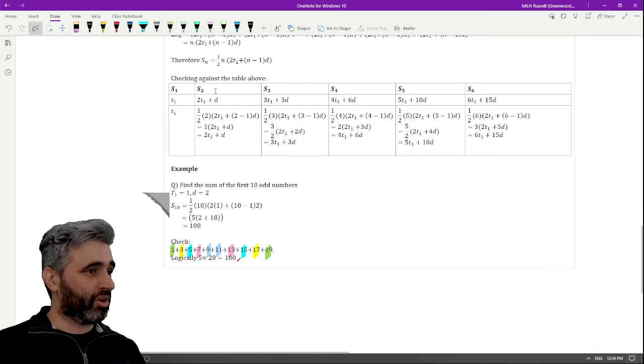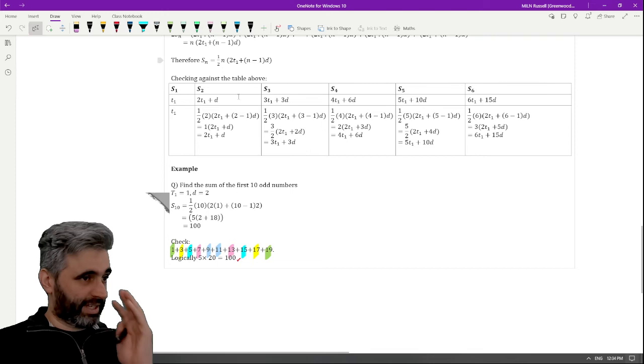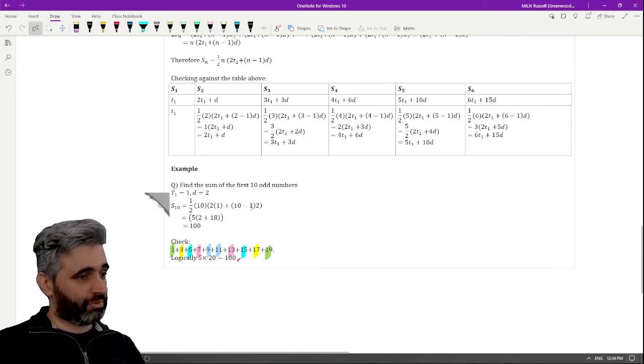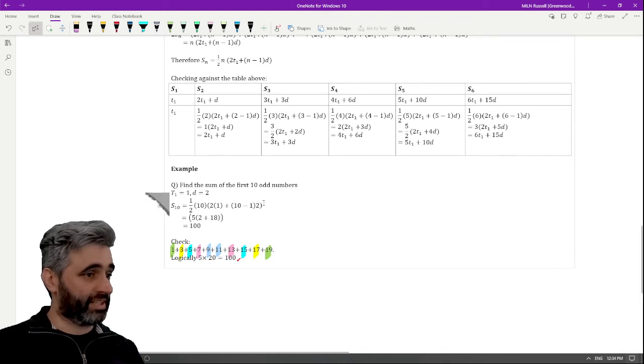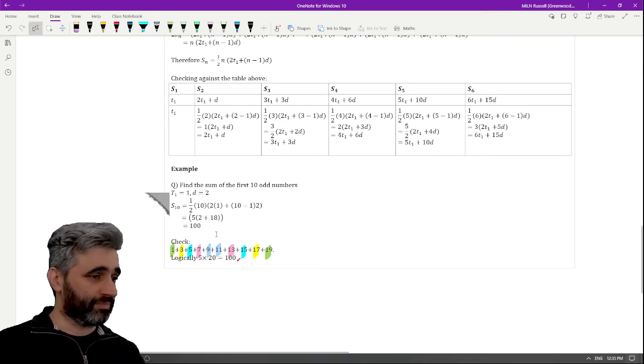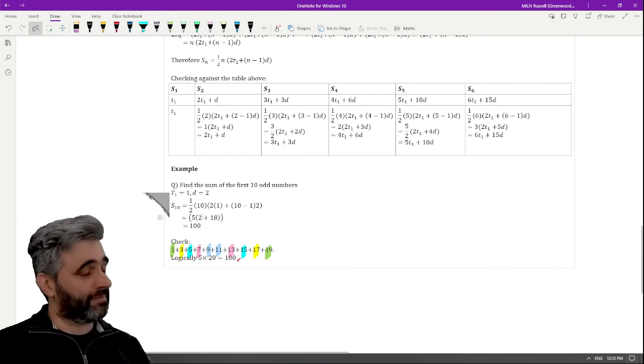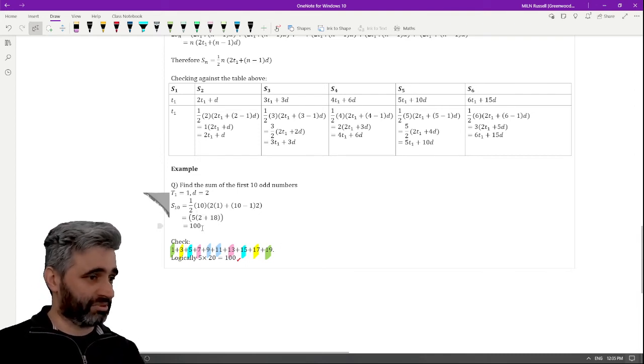So a half of n, which would be a half of 10, times 2 times the first term, 2 times 1, plus n take 1, well n is 10, 10 take 1 would give us 9, and then multiply that by the difference, which in our case is 2. So simplifying this down a bit, half of 10 is 5, 2 plus 9 times 2 is 18, so 5 times 2 plus 18, 5 times 20 would give us 100, which sounds a bit high, but when you actually look at it, it's quite obvious that it is 100.